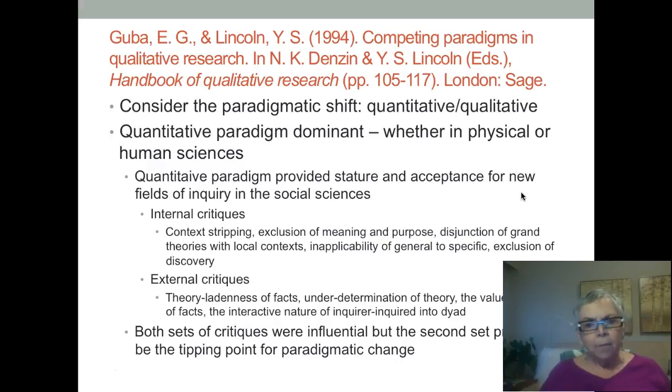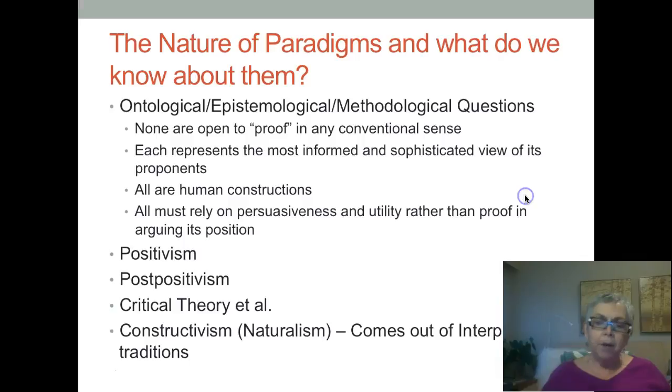One of the external critiques was also the interactive nature of the inquirer and the inquired, and how they need to be thought of as intertwined rather than separate from one another. So both sets of critiques were influential, but the second set proved to be the tipping point for paradigmatic change.